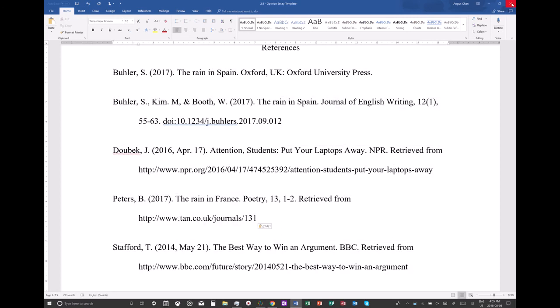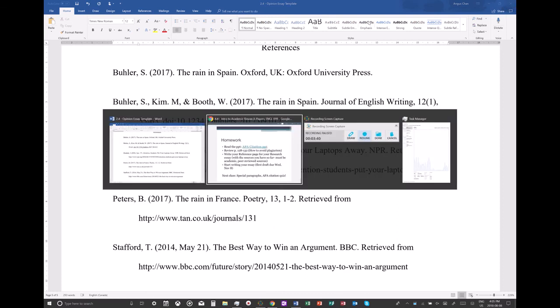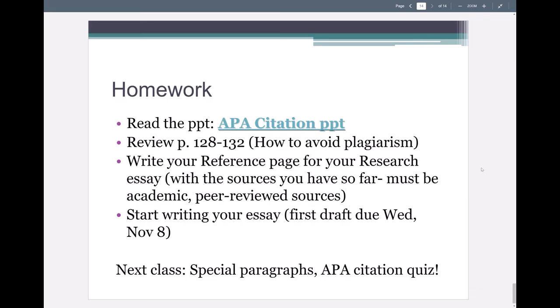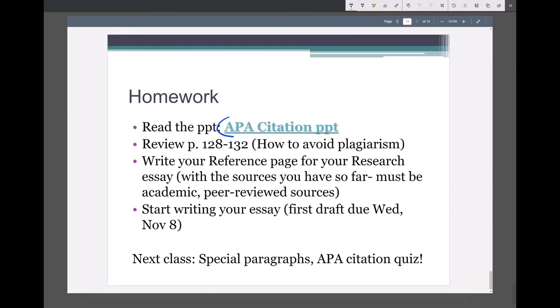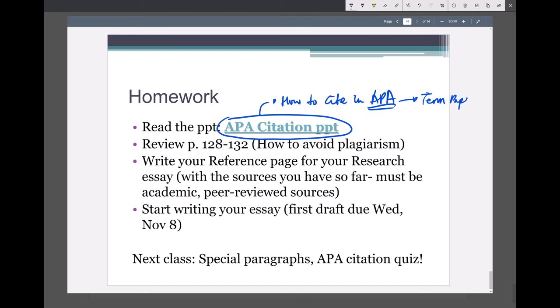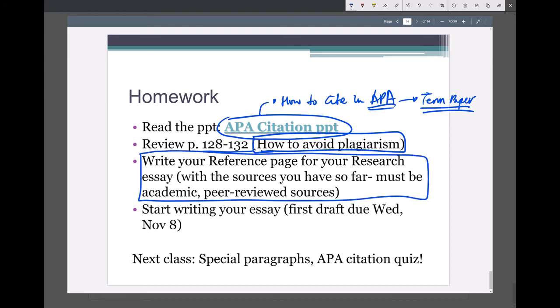Make sure you read and practice the PowerPoint on how to cite in APA. That's very important. This is for your term paper. Anything that requires APA is going to be very useful. In your course pack, review pages 128 to 132, how to avoid plagiarism. Write your reference page for your research essay. For your research proposal, try writing one of these.